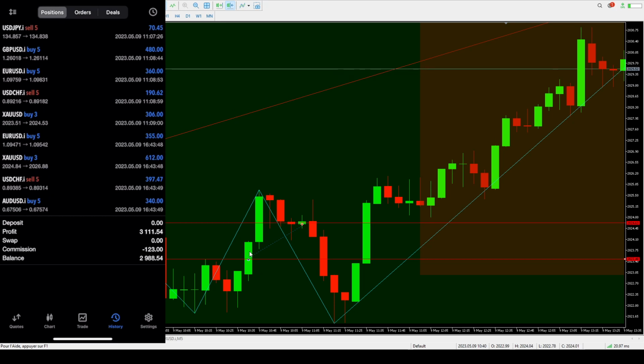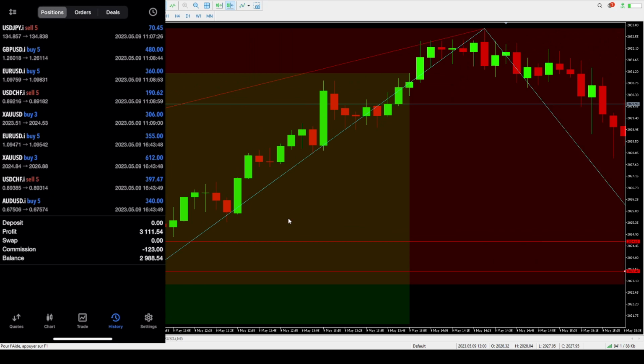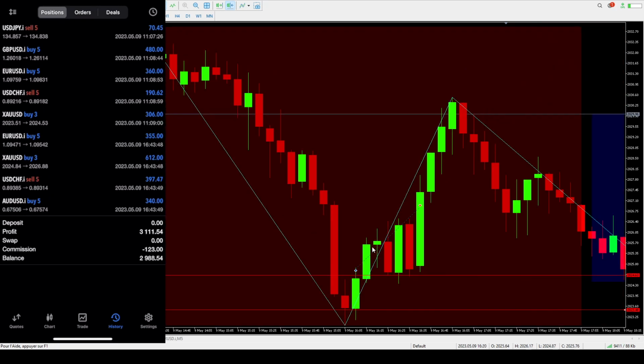So it was 5 minutes, 10, 15, 20, and I closed it here. So it was really a short trade. And during the US session, it was also a really short trade. I bought here against the dollar and sold here.